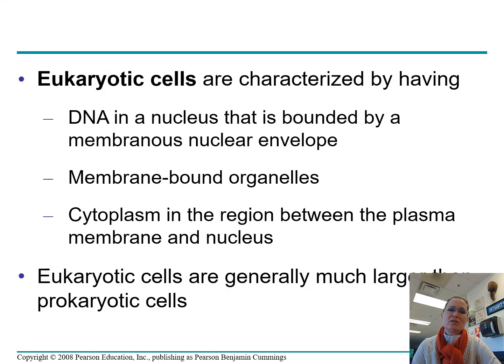And then eukaryotes: eu means true or typical. Eukaryotes have membrane-bound organelles. They have DNA inside a nucleus. Inside the nucleus is called nucleoplasm, and from the nucleus out to the plasma membrane, that's called cytoplasm. They're usually bigger than prokaryotes, but they're still really, really small.